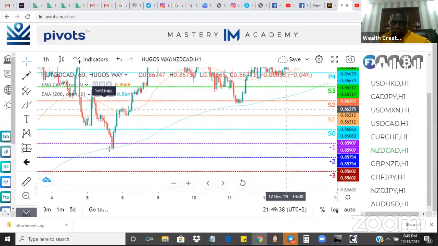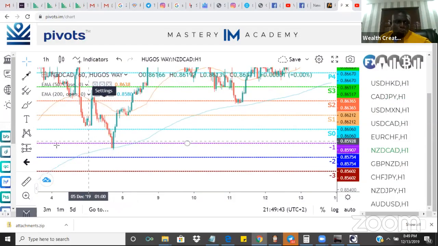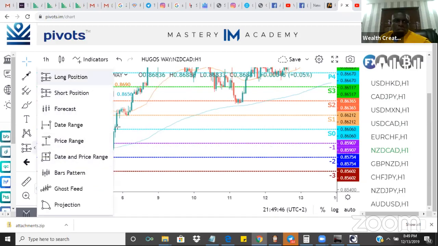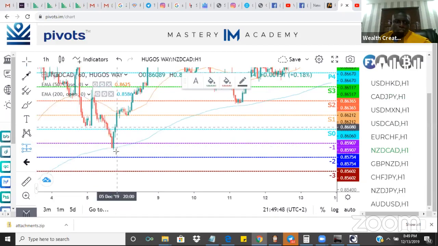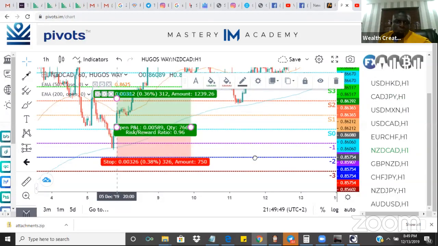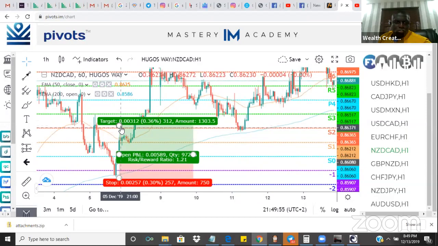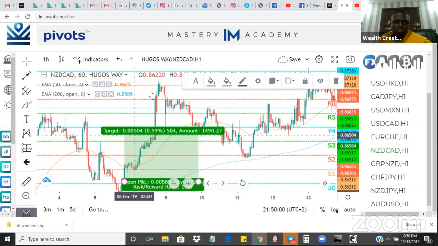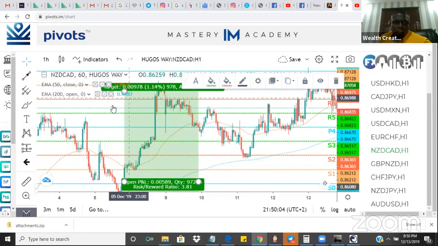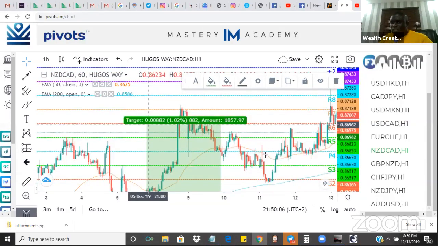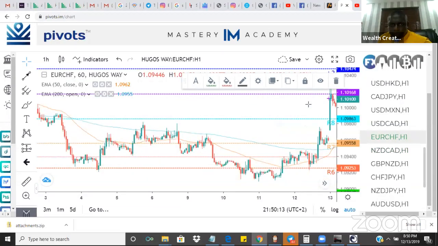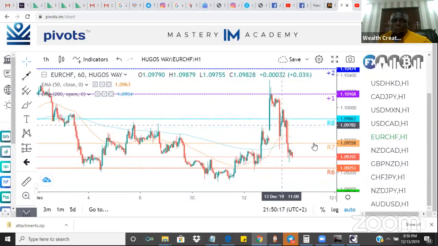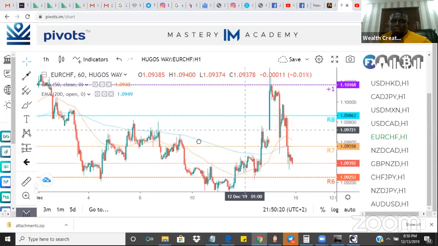Minus one, S0, you go long here, buy stop, stop loss, TP1 at S2, 27 pips, TP2 at R6. Can you see, guys? It got to R6. Woo! Look at this one.